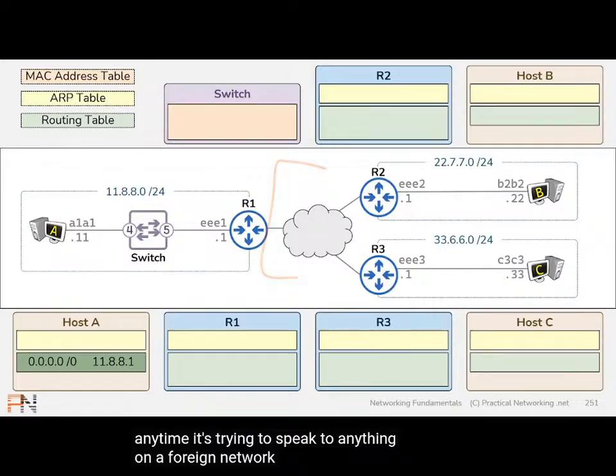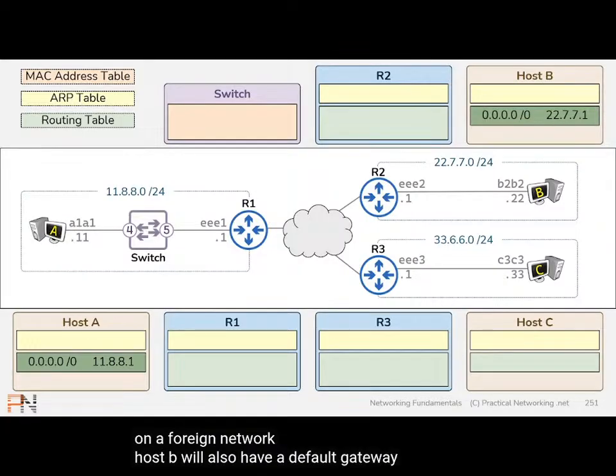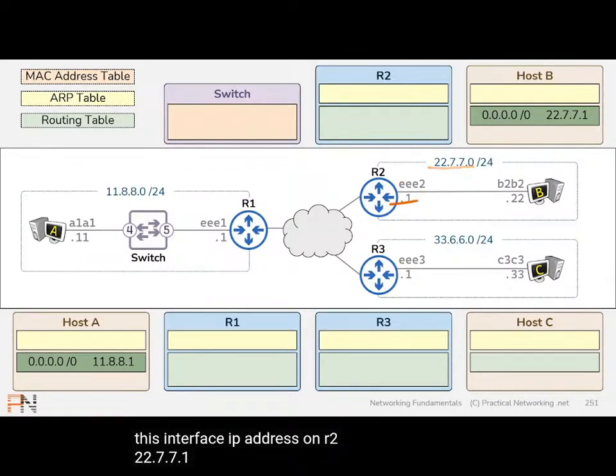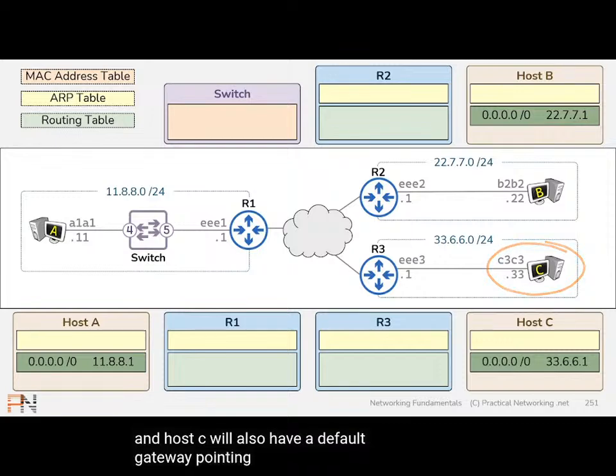This will tell host A to use router 1 anytime it's trying to speak to anything on a foreign network. Host B will also have a default gateway pointing to this interface IP address on R2, 22.7.7.1, and host C will also have a default gateway pointing to this interface IP address on router 3, the IP address 33.6.6.1.